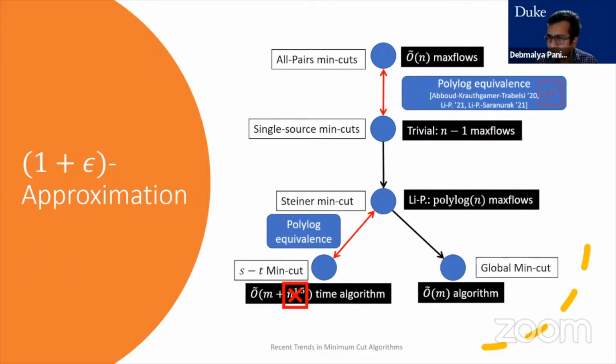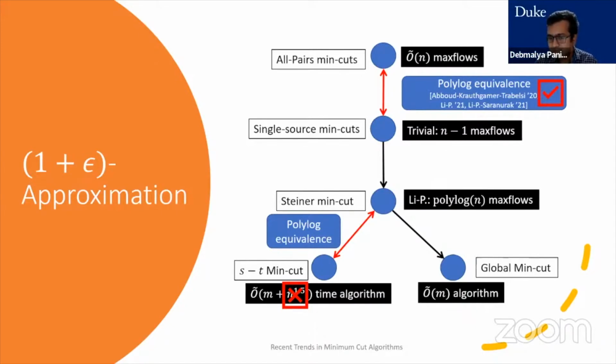The second observation is that this polylog equivalence between all pairs min cuts and single source min cuts is actually robust to approximation. So if I gave you an approximate single source min cut gadget, then you can find an approximate all pairs min cuts solution using polylog calls to this gadget. So this equivalence is indeed robust to approximation.